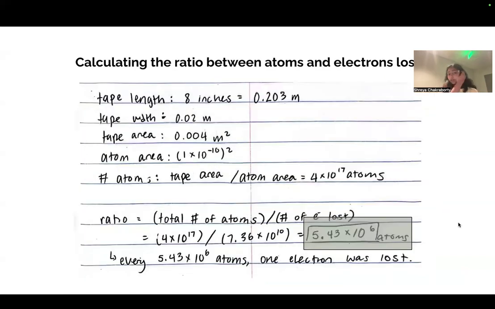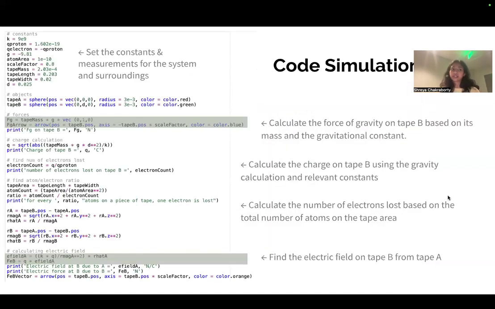Next, to calculate that ratio, I started by finding the number of total atoms in the tape. I found the tape's area and atoms per area. And then I took the number of total atoms divided by the number of electrons lost. And I got 5.43 times 10 to the sixth.